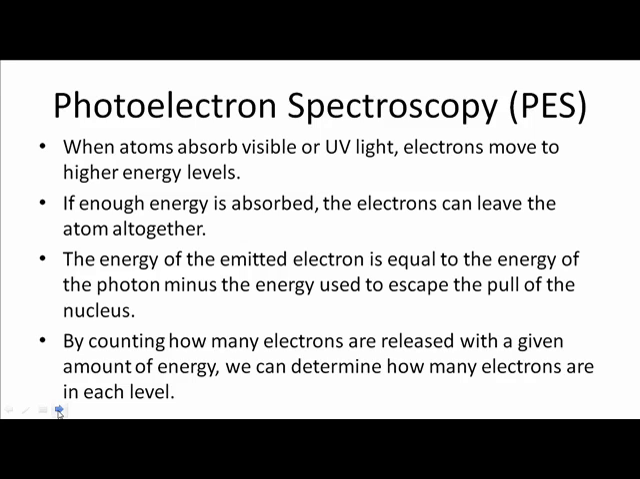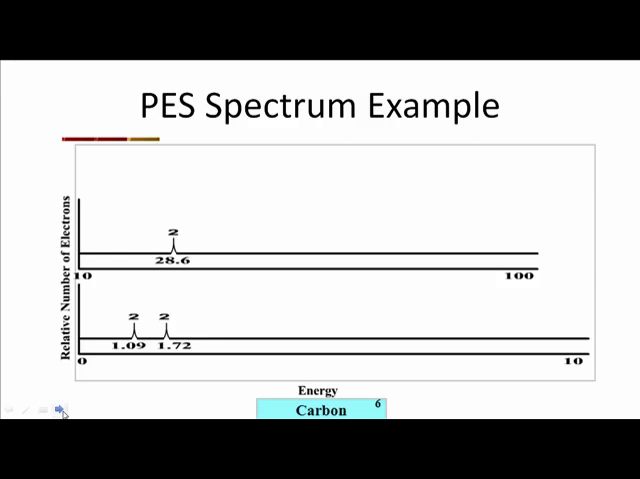So, you're bombarding a substance with energy, and electrons are getting emitted. Now, the output from this is a graph that looks like this. You have relative number of electrons. So at this higher peak, this is a smaller amount of energy required. This is a higher amount of energy required. I know it says it's carbon down there.